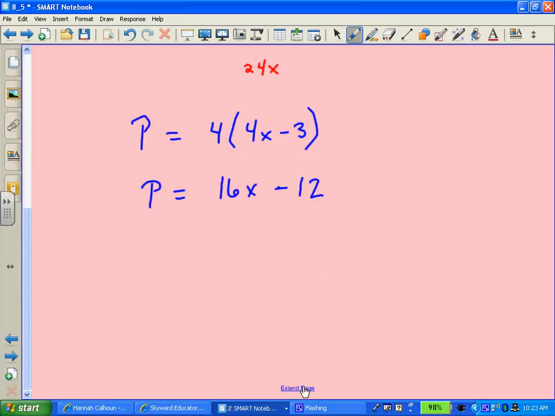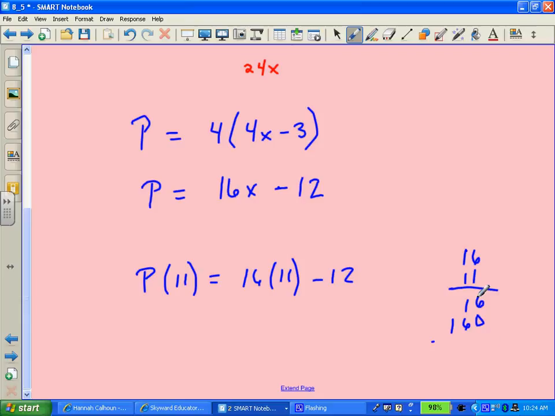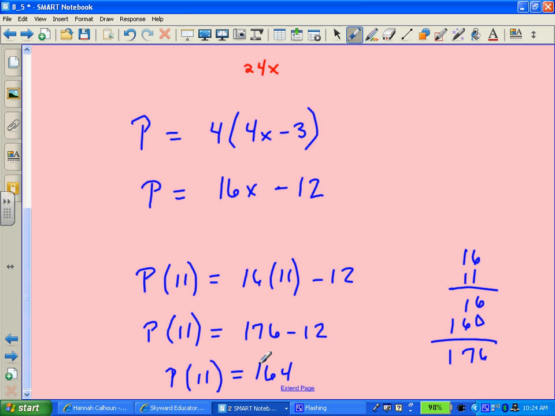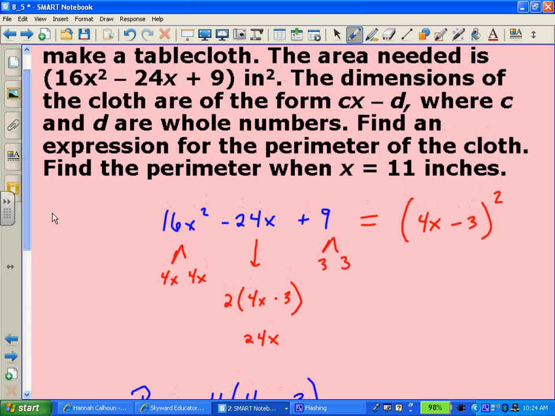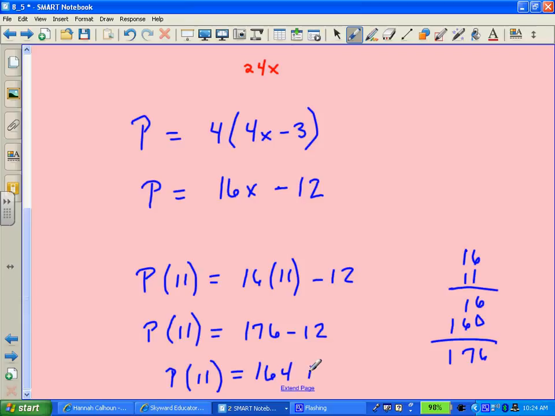And then it says find the perimeter when x is 11. So if I do perimeter when x is 11, I'm going to have 16 times 11 minus 12. Well, what is 16 times 11? Let's check that really fast. 176. So perimeter when x is 11 is 176 minus 12, or 164. Are we talking about any units here? Inches, right? So it would be inches.